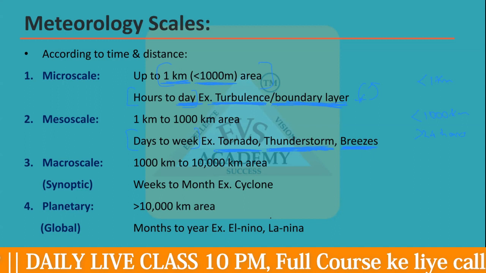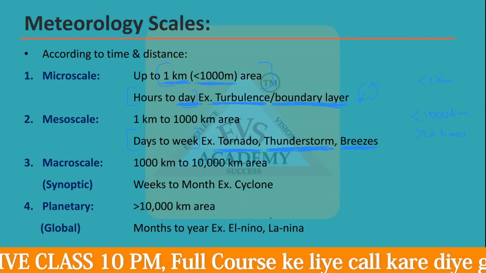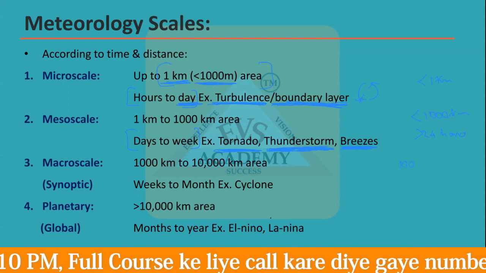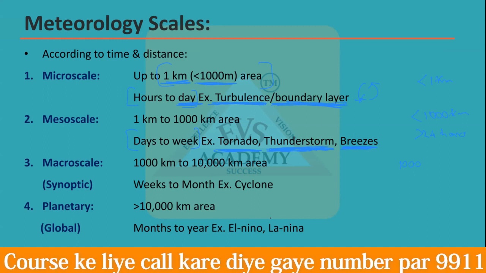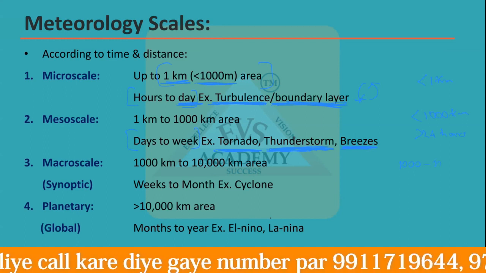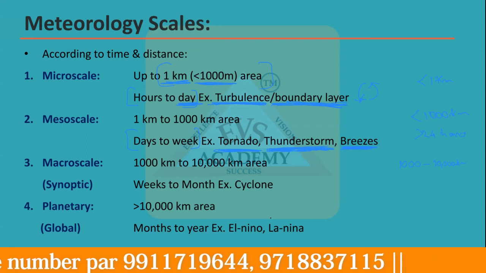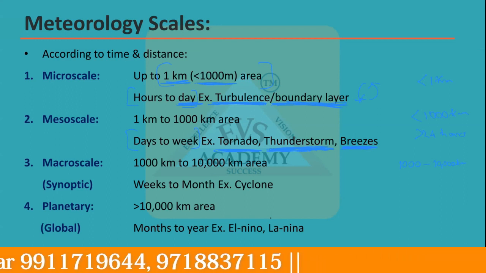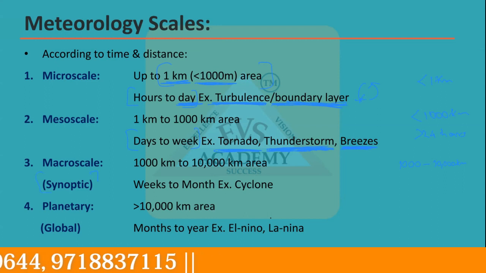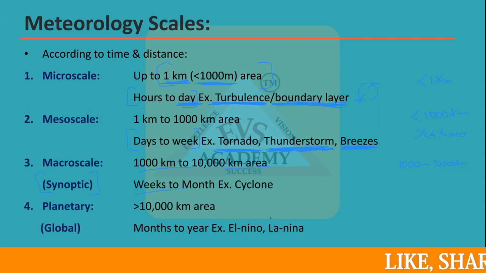Then coming to the third scale, the macro scale. Here the distance is from more than 1000 kilometers up to 10,000 kilometers. This is the macro scale phenomenon. The macro scale is also called the synoptic scale. The time duration here would be weeks to a month.